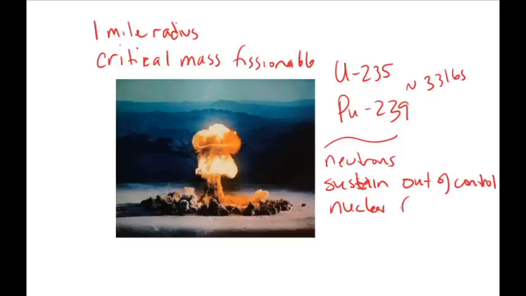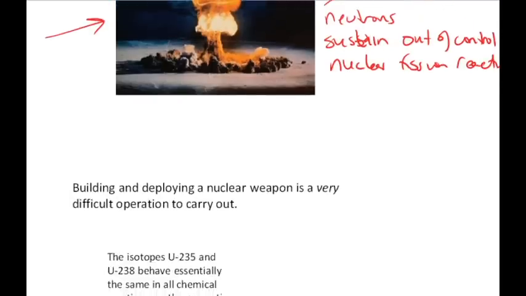nuclear fission reaction. Okay, so we're going to talk a little bit today about how we get this fuel and how you bring the fuel together such that you can cause an uncontrolled chain reaction to occur to give you a nuclear explosion on the magnitude of destroying a 1 mile radius area.